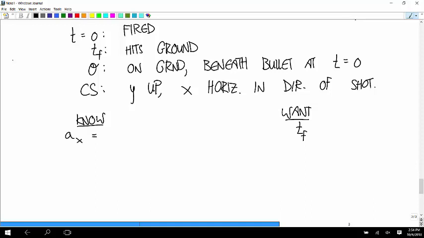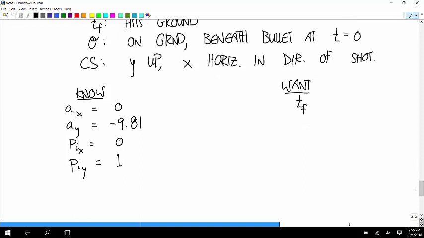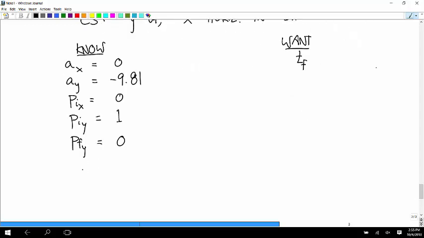Acceleration. This is free fall. Our y-axis is up, so the x component is 0. The y component is negative 9.81. The initial position, pix is 0. piy is positive 1. The final position, pfy, is equal to 0, and we don't know how far away it's going to hit. The initial velocity we can figure out, but we're going to have to calculate that.